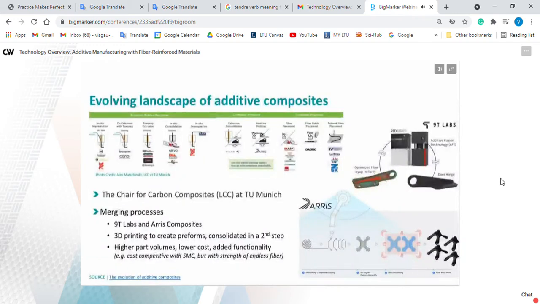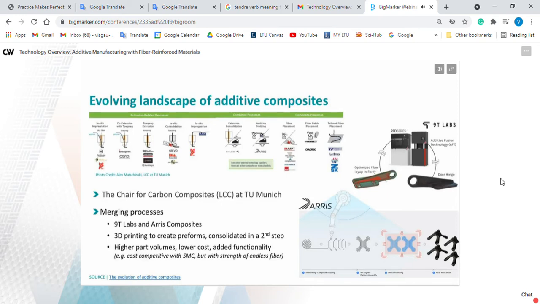Another resource for those kind of developments would be our sister magazine, Additive Manufacturing. And that would be additivemanufacturing.media. They talk about this kind of disruption across materials. So that would be composites, plastics, and metals. Another article I did was with the Chair for Carbon Composites, LCC, at TU Munich.